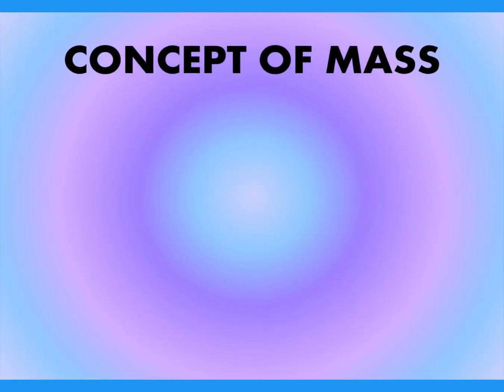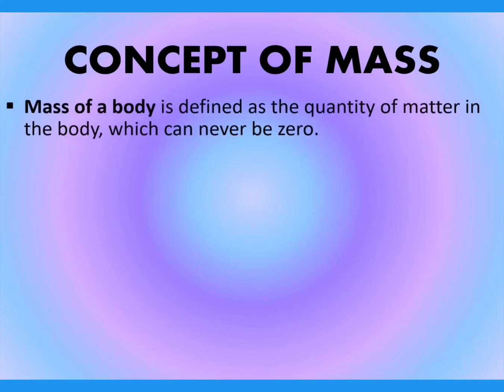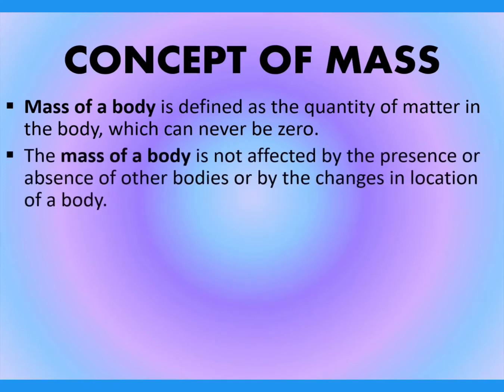Now let's know about mass. Mass of a body is defined as a quantity of matter in the body which can never be zero. The mass of a body is not affected by the presence or absence of other bodies, or by the changes in location of a body.